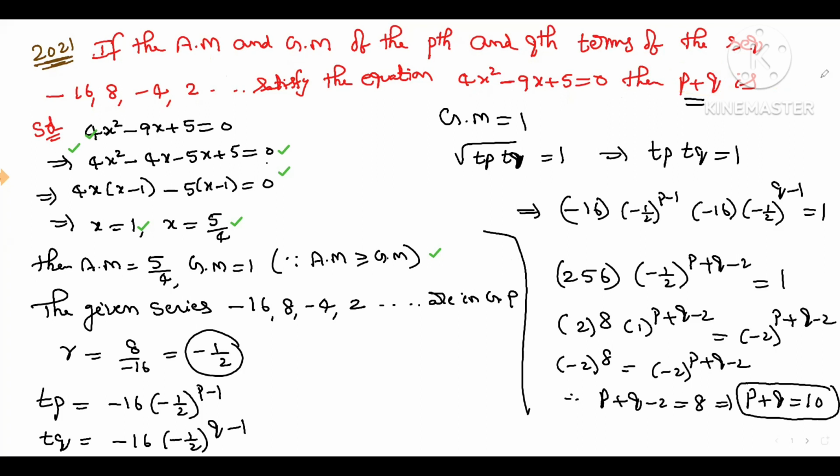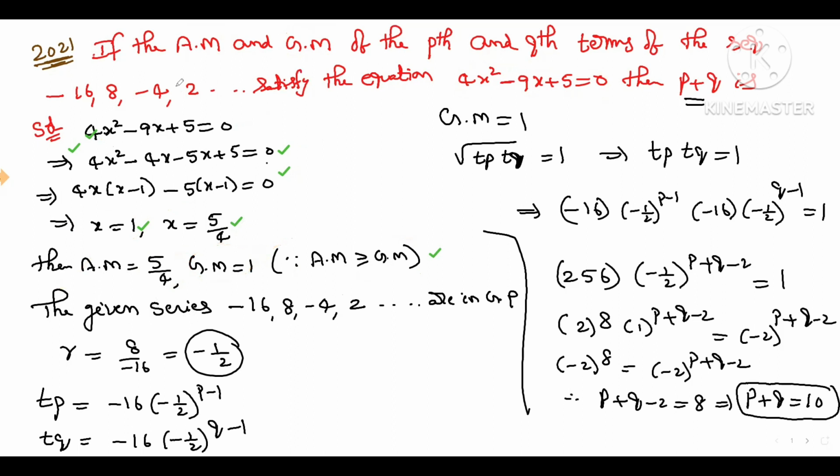Okay, what is given here? 4x squared minus 9x plus 5 is equal to 0. The roots are the arithmetic mean and geometric mean. So 4x squared minus 9x plus 5 is equal to 0. First find the roots. The x values we get are 1 and 5 by 4. Okay, the arithmetic mean should always be greater than or equal to the geometric mean. So which is the bigger value here? 5 by 4. 5 by 4 is the arithmetic mean. The geometric mean is 1.